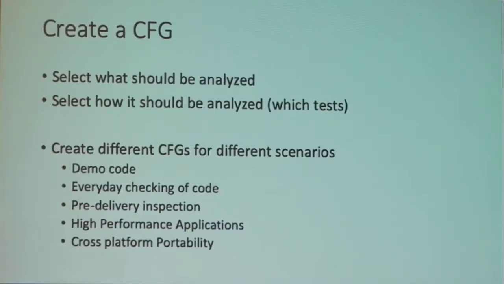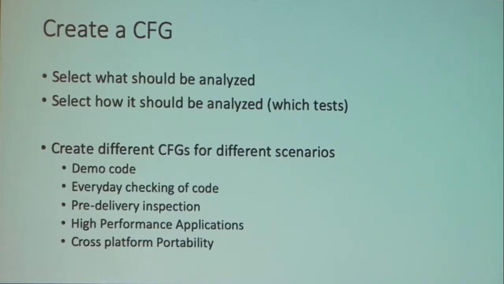We can do what's called creating a configuration. This is going to help us reduce the false positives, reduce the noise. We'll talk about the workflow a little bit later, but let's reduce the noise and the false positives by selecting what should be analyzed and how it should be analyzed. So we're selecting which tests are important to us and how those tests are going to be performed. We can create configurations of tests, lists of tests that run.